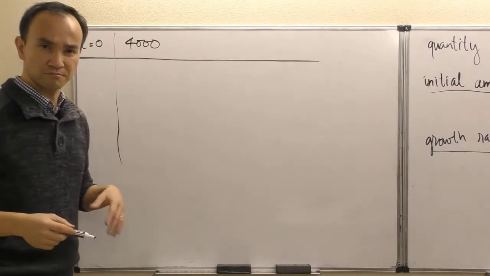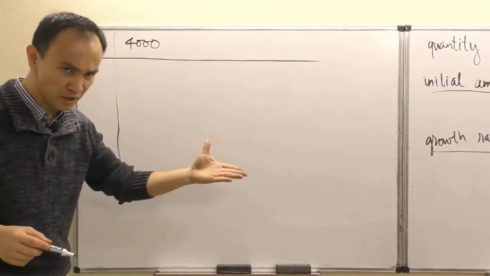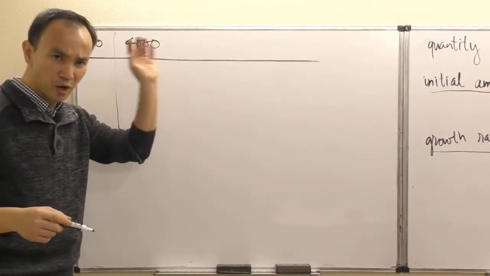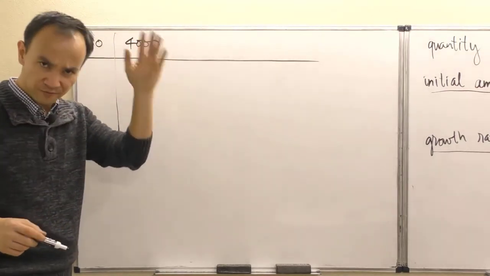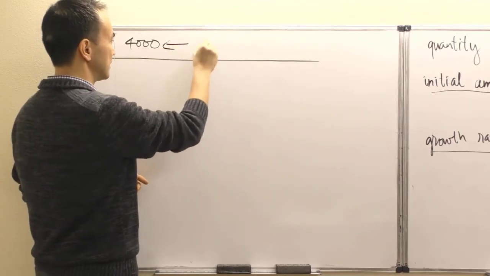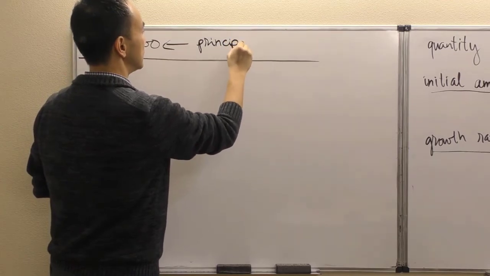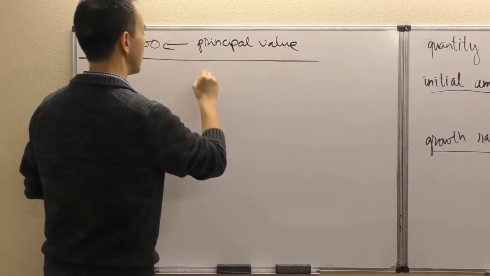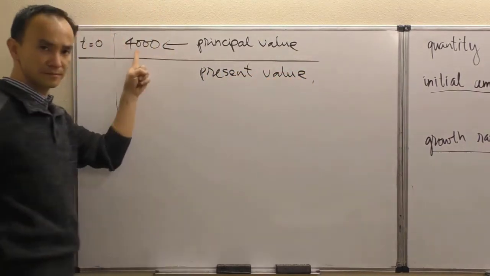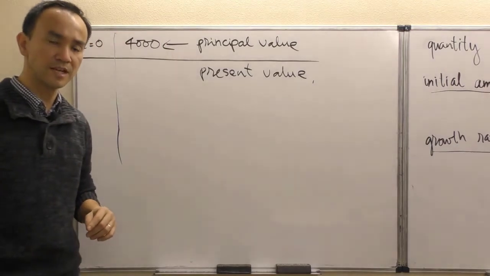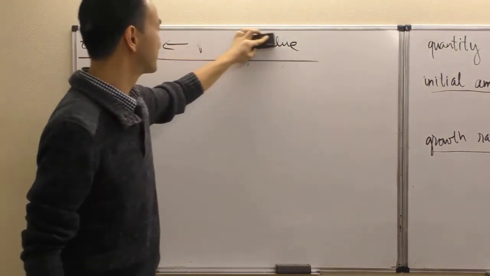For anyone watching this who already has some intention to go into business math or financial math, the initial amount in financial math is also referred to as the principal value. Okay, principal value or present value. That's the same concept. But now let me put that away.